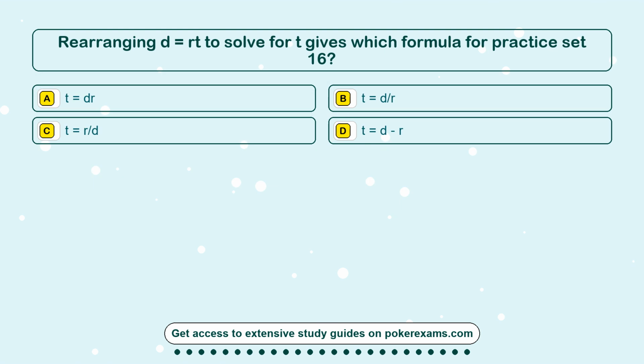Question 11. Rearranging D equals RT to solve for T gives which formula for practice set 16? Option A t equals dr. Option B t equals d/r. Option C t equals r/d. Option D t equals d minus r.